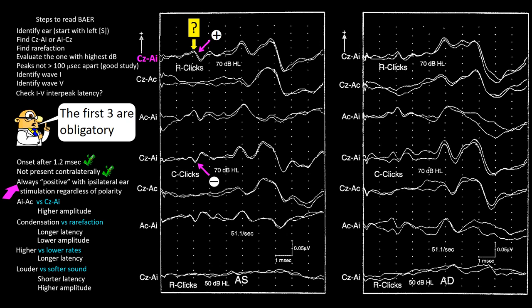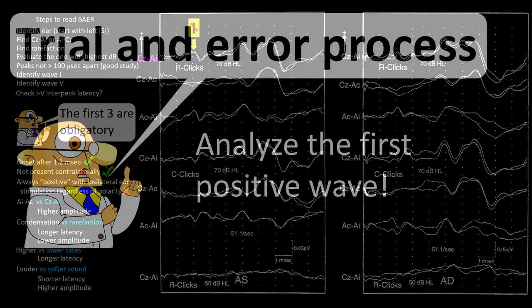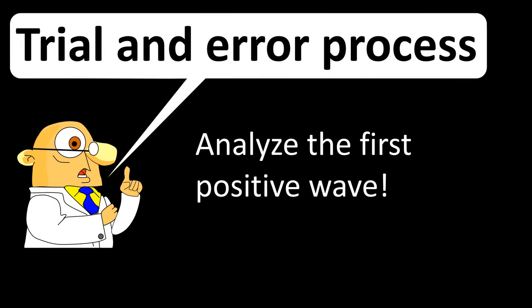The change of wave polarity with a change in stimulus polarity contradicts the always positive rule for wave 1. So the analysis of the first positive wave did not cut it.